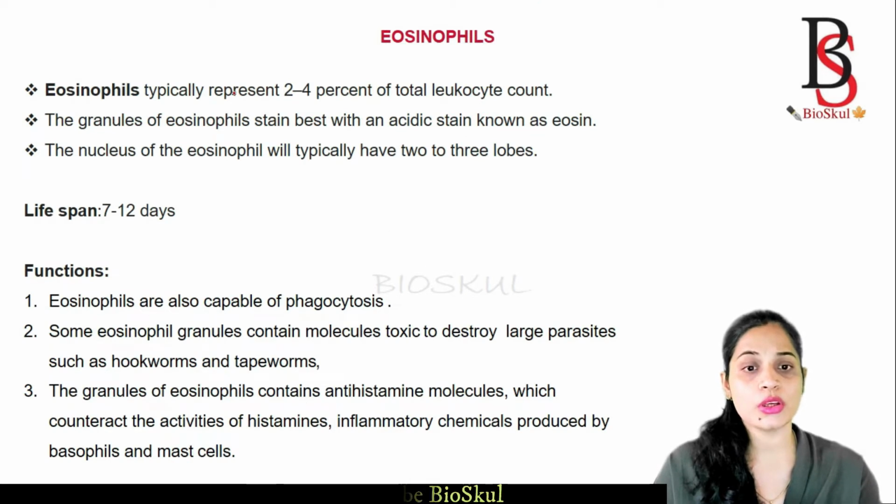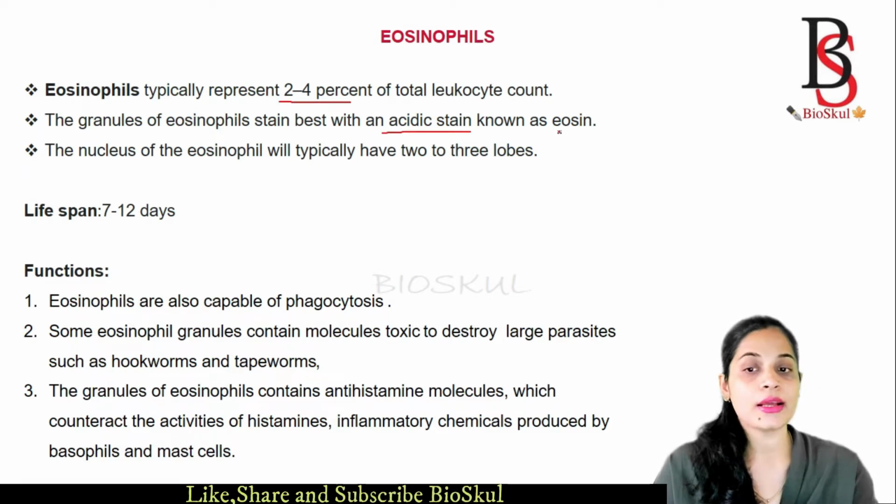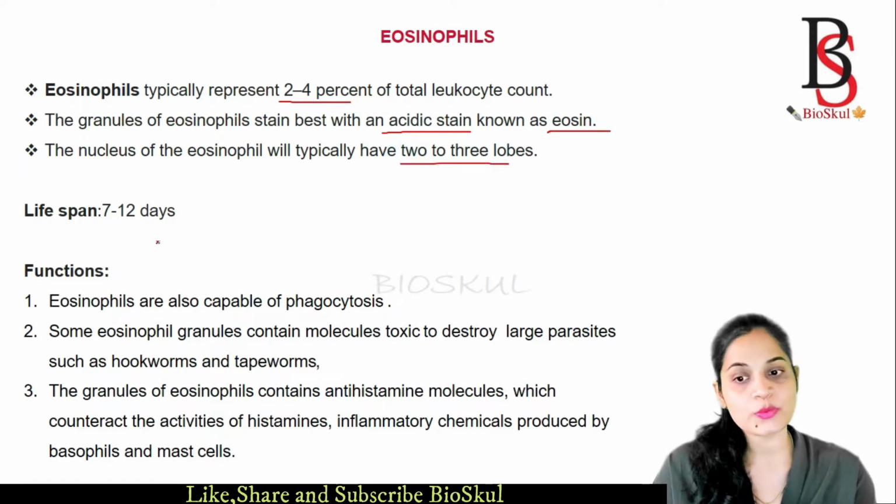Next comes the eosinophil. Eosinophils are typically 2 to 4% of the total leukocyte count. The granules of these leukocytes stain with eosin, which is an acidic stain. That's why they are named eosinophils. The nucleus of an eosinophil has 2 to 3 lobes, and its lifespan is 7 to 12 days.